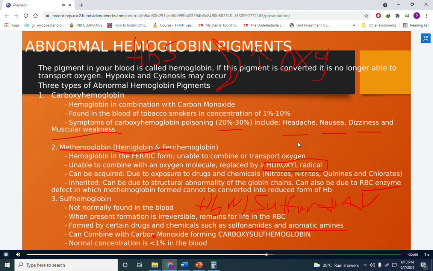It can combine with carbon monoxide, producing carboxysulfhemoglobin. Normal concentration in the blood is less than 1% or absent. So if you're asked in your quiz what abnormal hemoglobin can combine with carbon monoxide, it's your sulfhemoglobin, producing what we call carboxysulfhemoglobin. So, I'll go to the next slide.